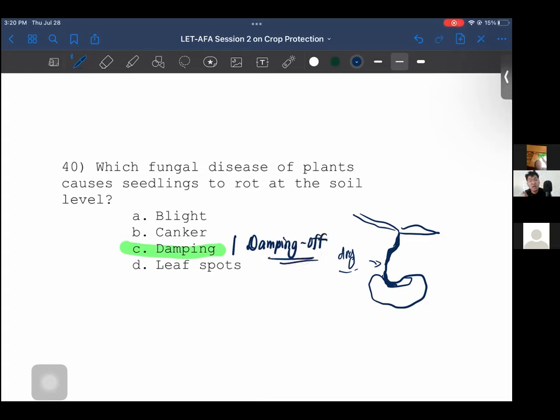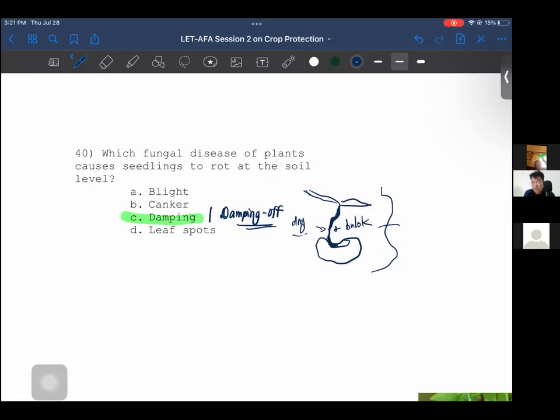Damping off. So they are just the same. So this is a fungal disease. Nasa seedlings pa lang, ito yung seedlings natin, di ba? Nagrarot na dito. So ibig sabihin, nabubulok na. So sa soil level pa lang. Daming problema ng halaman, no?